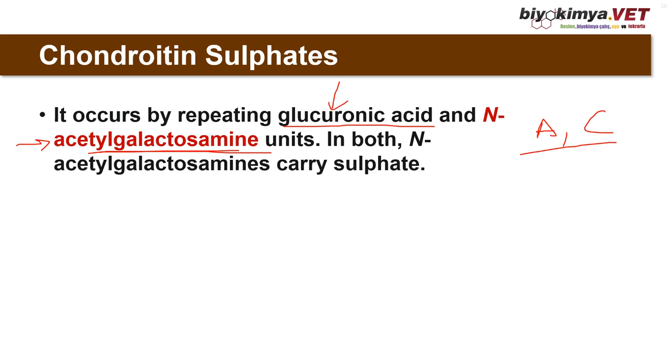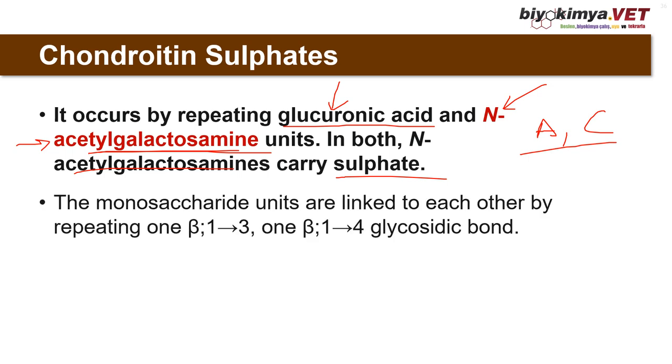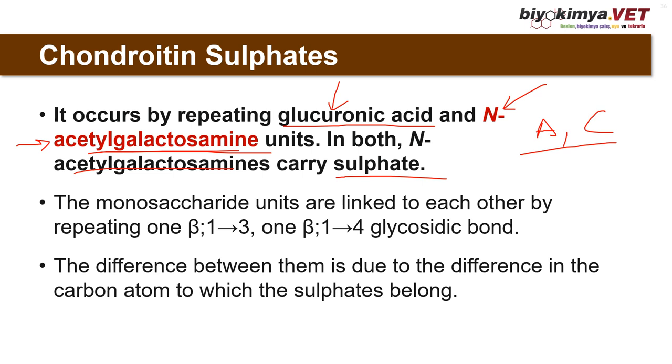So this part is similar to hyaluronan, but this is different. In hyaluronan, it is N-acetyl glucosamine; here it is galactosamine. And in both, the one that carries sulfate is the N-acetyl galactosamine. The monosaccharide units are linked to each other by alternating beta-1,3 and beta-1,4 glycosidic bonds. The difference between them is due to the carbon atom to which the sulfate is attached.